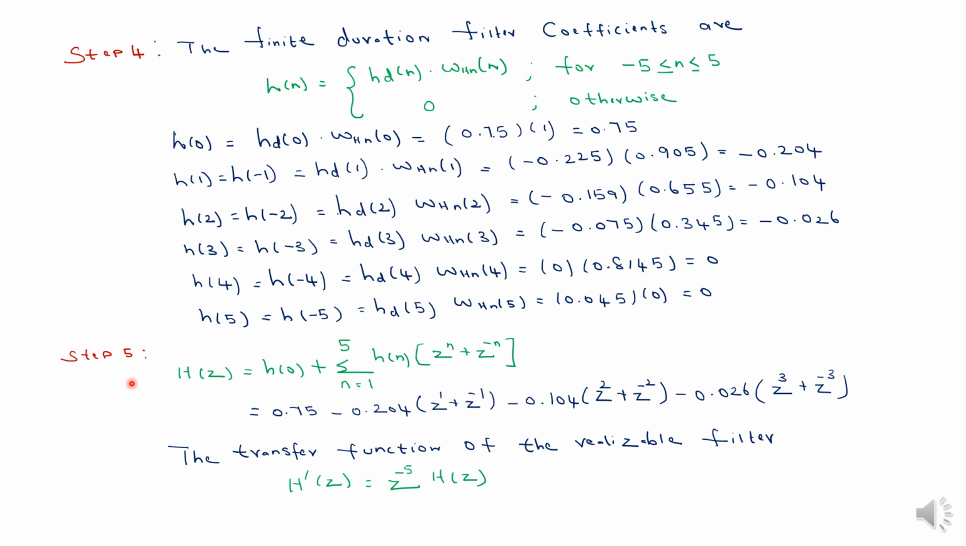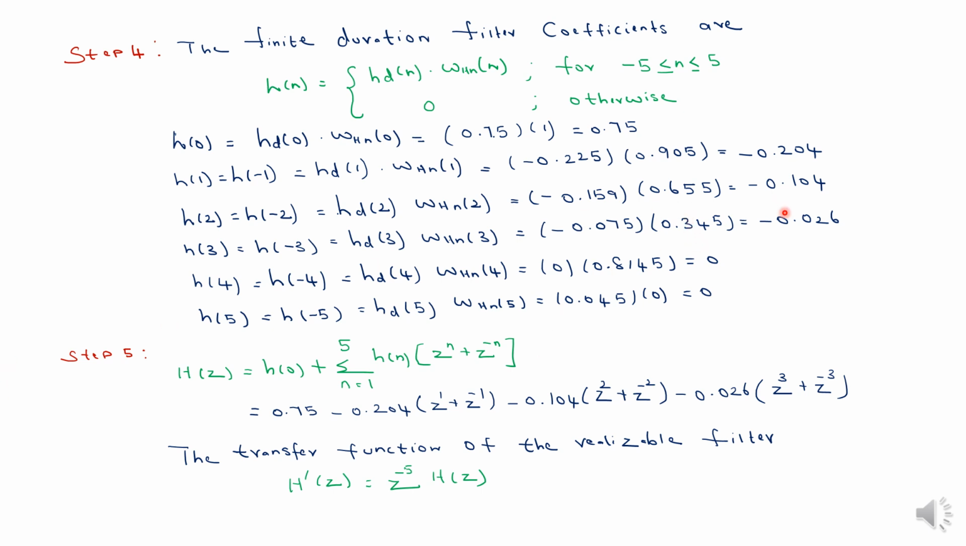Step number 5 is finally to find the transfer function, which is h of z. The transfer function is given by h of z is equal to h of 0 plus summation n from 1 to 5 h of n into z power n plus z power minus n. Substituting the values of the filter coefficients, h of 0 is 0.75 plus this, which we need to expand. So this will be h of 1 into z power 1 plus z power minus 1.